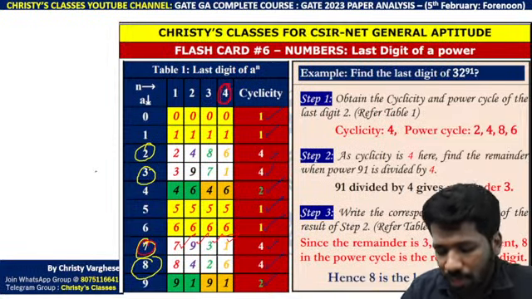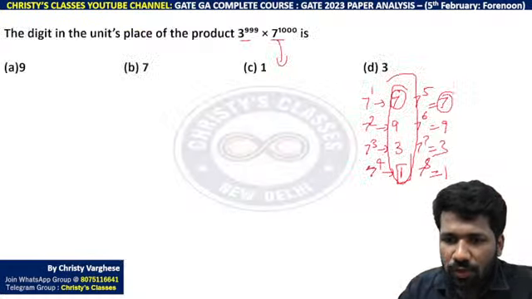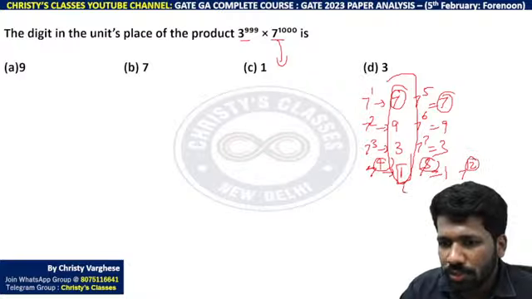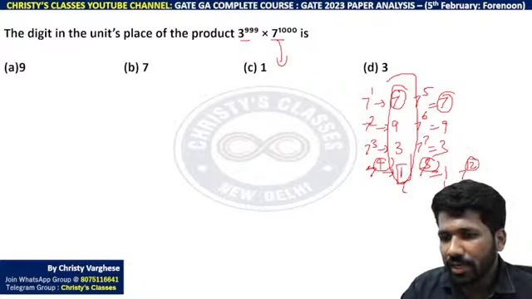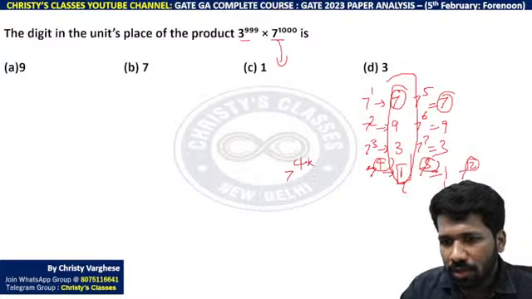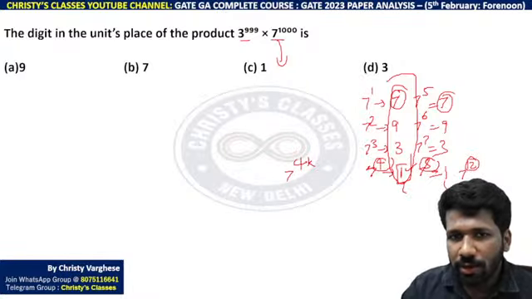7 raised to 4, 7 raised to 8. Look at this. 7 raised to 4, 7 raised to 8, 7 raised to 12, in all those cases the last digit is 1. That means 7 raised to 4k, a multiple of 4, the last digit is always 1. 1000 is a multiple of 4, so the last digit is 1.